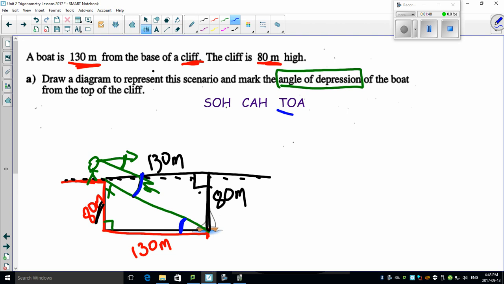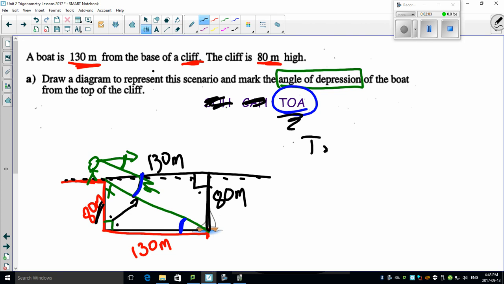I'm going to tell you right now it's tangent. How do I know? Very simple. There's the hypotenuse, and I don't have the hypotenuse. So with the hypotenuse, it's sine and cosine, and those are gone. It's going to be tangent. But check out how I do this.